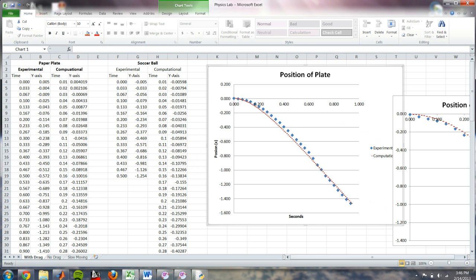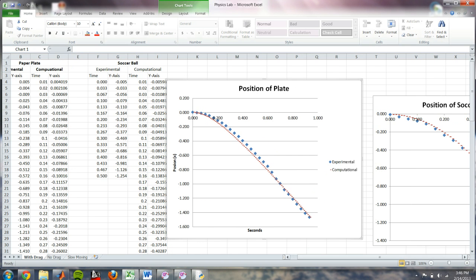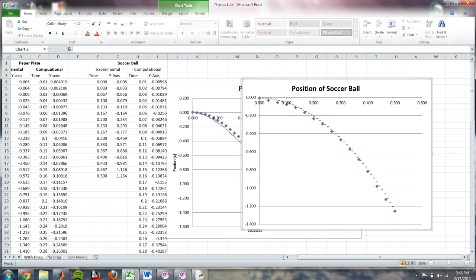Now we go to the with drag, and you can see the plate and the computational are very similar, and that is because of the drag component. The drag component did in fact make the computational model more accurate. And then when we move over and see the soccer ball, it is about the same. It's still very accurate, and that is with the drag.